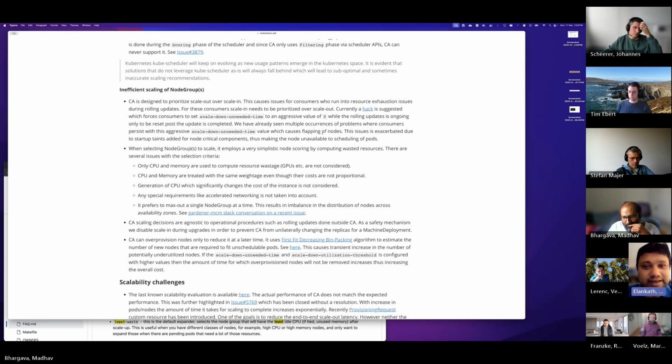One of these hacks is to set scale down unneeded time to a very aggressive value of 0 while the rolling update is going on, only to reset it once the update is completed. And this causes node flapping. There also is an unfortunate interaction with the startup taints added for node critical components, thus making these nodes unavailable for scheduling of pods.